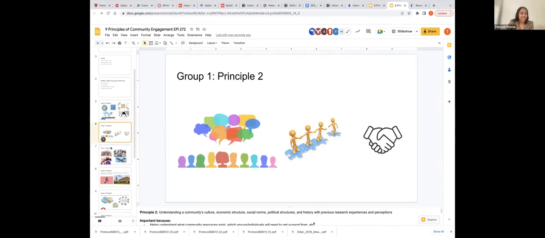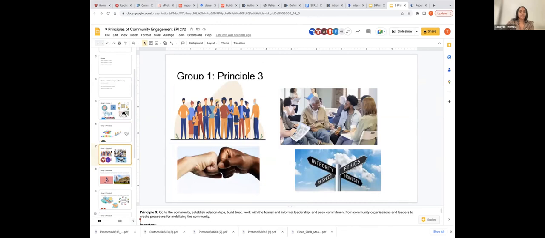Thank you. And now principle 3. Well, principle 3 is go to the community, establish relationships with the people, build trust, work with formal and informal leadership in the community, and seek to have a commitment from community organizations and leaders to create processes for mobilizing the community. It's important that there's engagement in this relationship.